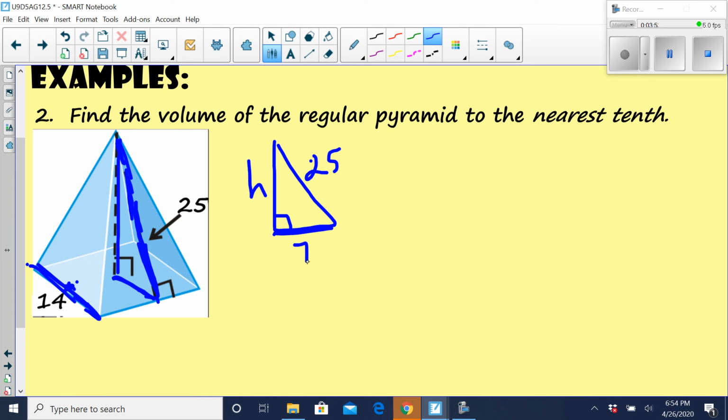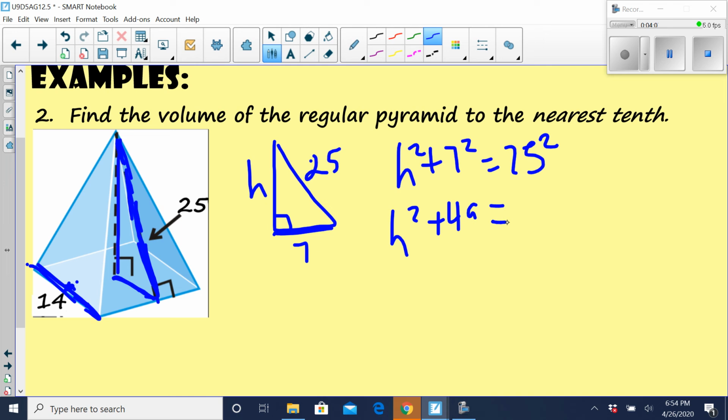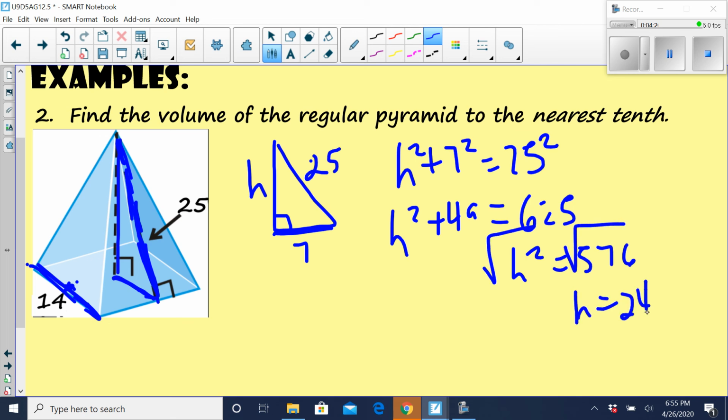Once again, what am I going to use to find the height? Pythagorean theorem. So we're going to say h squared plus 7 squared is equal to 25 squared. As I work through here, h squared plus 49 equals 25 squared, which gives me 625. From there, I would subtract the 49, and I would have h squared is equal to 576. Then my next step is to take the square root, and I'm going to find that h is equal to 24. So what I found is that the height of this pyramid is 24, and now I can go about finding the volume.